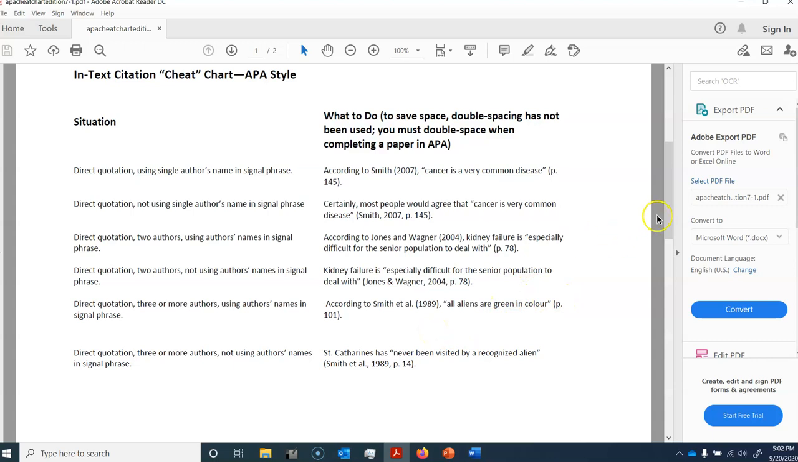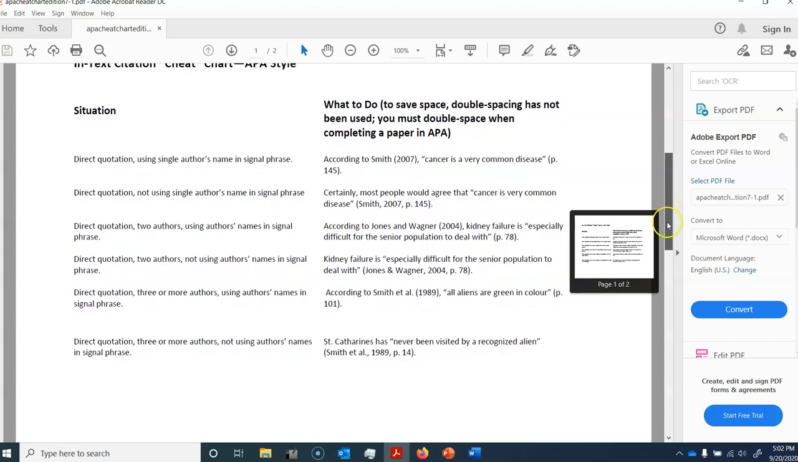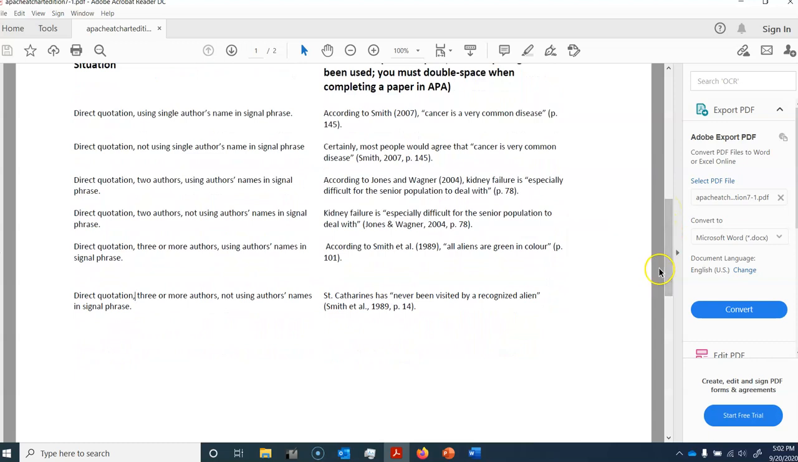But if I decide that I don't want to use those author names in my sentence, I'm going to go ahead and use that big bracket at the end right after my direct quotation. And I'm still going to use et al. So I'm going to list Smith et al.